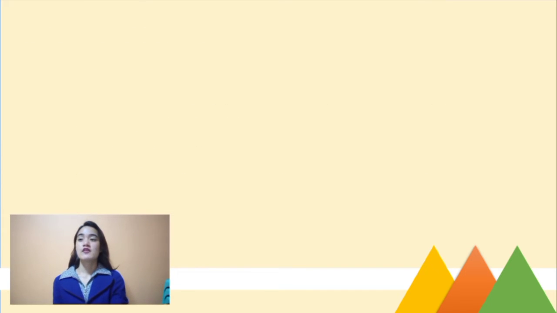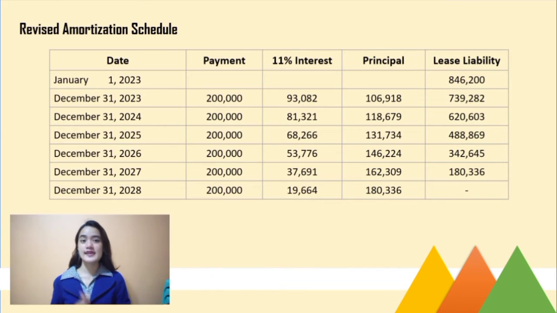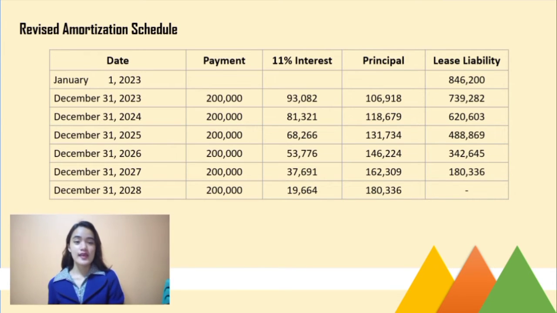So, proceed tayo sa revised amortization schedule. Same process pa rin yung gagawin natin, kagaya ng ginawa natin kanina. Same date pa rin sila, however, nagkaroon ng pagbabago dito sa date and dun sa implicit rate natin kasi naging 11% na siya. So, for January 1, 2023, the lease liability is 846,200 pesos. Paano natin siya nakuha, again, annual rental payable multiplied by the present value of the ordinary annuity of 1.